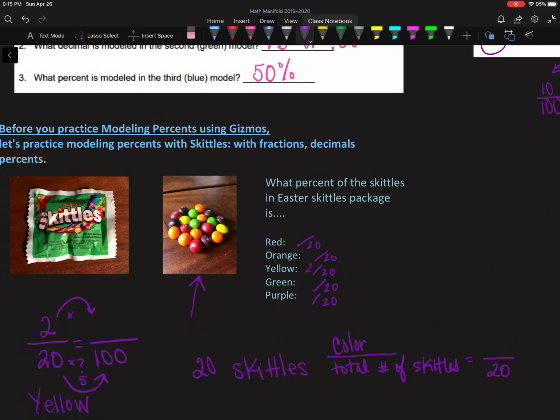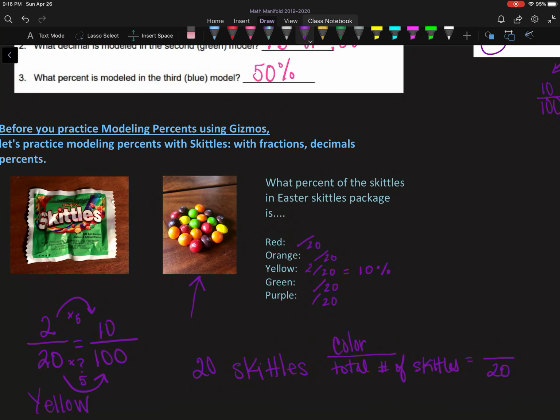So I know that 20 times 5 is 100. So 2 times 5 is 10. So my yellow percentage is going to be 10%. So 10% of the Skittles in my green package for my Easter Skittles was yellow. I've given you your yellow. Your job is going to be to come up with the red, orange, green, and purple percentages of Skittles, and you are going to go to Canvas and enter your answers.